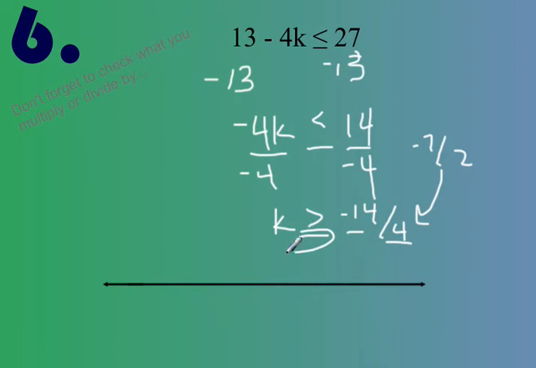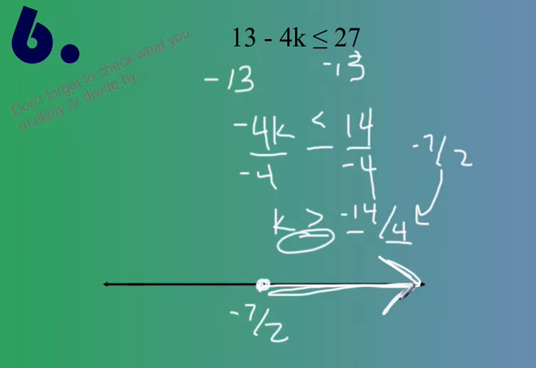Now I notice that there is an or equal to sign on the bottom, so I'm going to go ahead and shade that in darker. I'm going to call this negative 7 halves. Then it's greater than, and remember that greater than means I need to go to the right. So I'm going to shade that arrow in to the right to imply that anything from negative 7 halves on up is greater than.